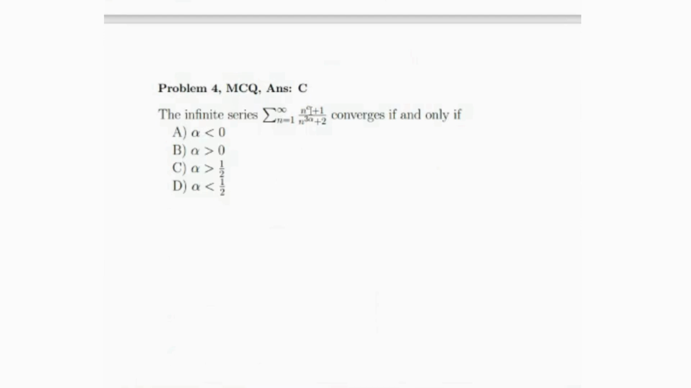I personally prefer the limit comparison test, because we have to find a range for alpha. If we divide the upper and lower part by n to the power alpha, then it must set it up in the form of a Wester's M test. So that gives me alpha greater than half.